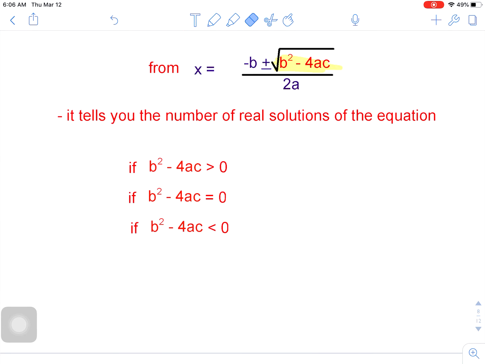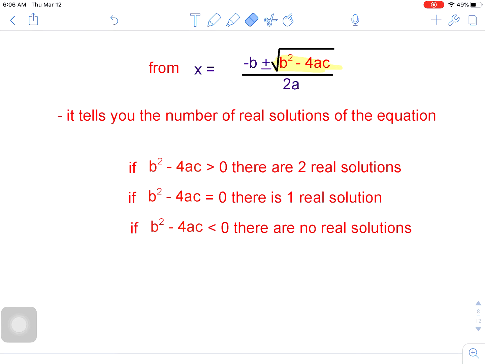So if b squared minus 4ac is greater than 0, there are two real solutions. If b squared minus 4ac equals 0, there is one real solution. And if b squared minus 4ac is less than 0, there are no real solutions. Okay, and that's important. You may be asked on the EOC, how many solutions does this have? And you may have to determine the discriminant.